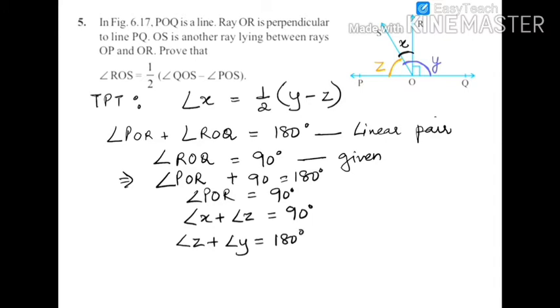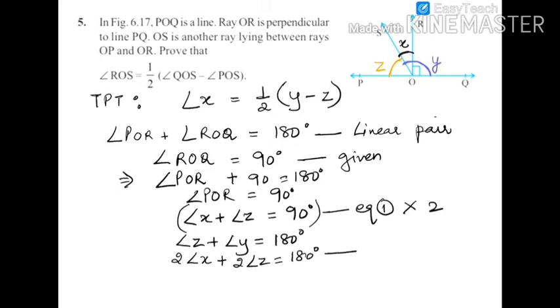Now we have two equations with which we can work, but in order to work with these two equations we will make their right hand sides equal. So we will multiply equation 1 by 2. So we get 2 times angle X plus 2 times angle Z equal to 180 degrees. Let's mark these equations.